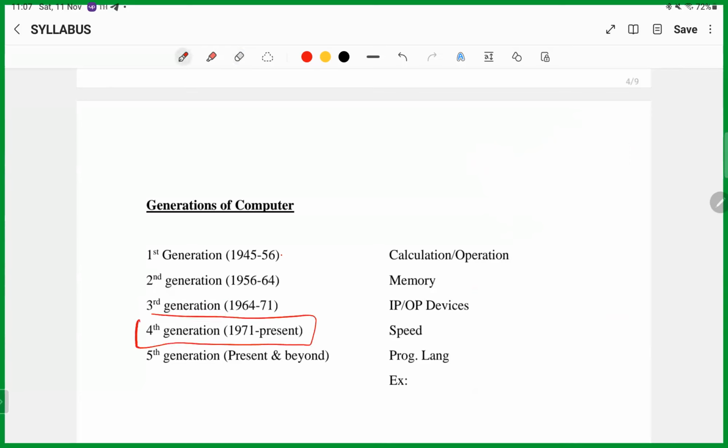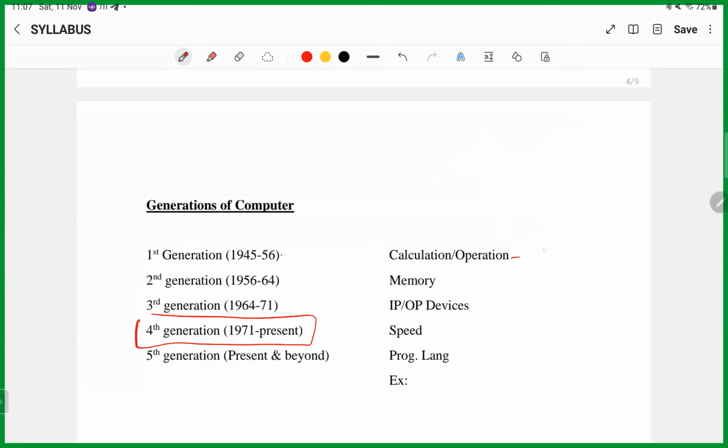Next, fourth generation, 1971 to present. Why did we write present? Because we still use this fourth generation computer itself. If you go and look at some government offices, they still use old desktops, have you seen? So it is still relevant. Okay. Now there is a big transformation that happens.